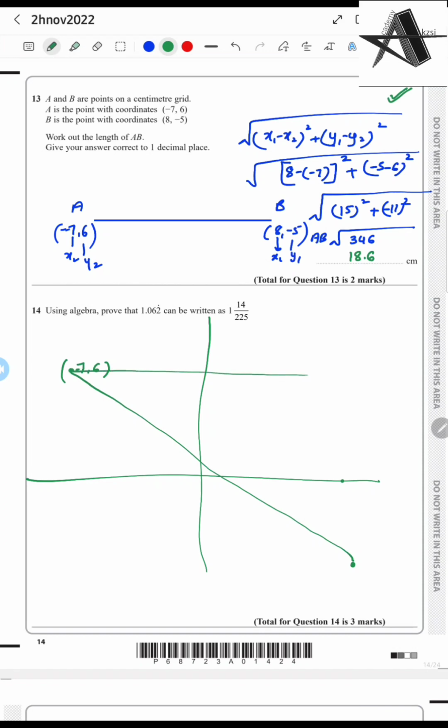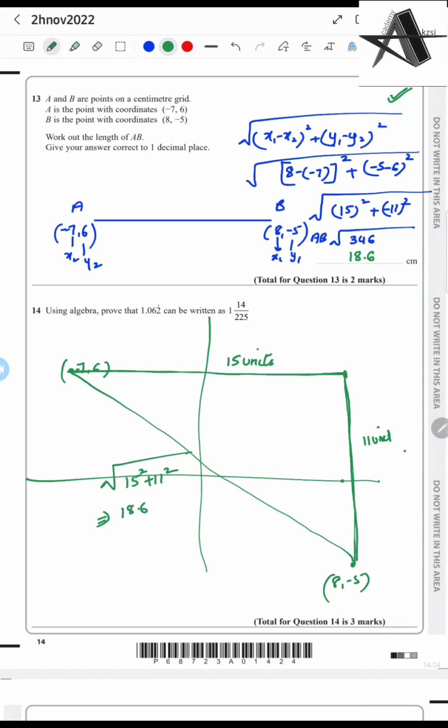So, if I draw a triangle, I know this is -7, 6 and 8, -5. Horizontally, how many units is the distance between them? From -7 to 8, you need to move 15 units. And vertically, from 6 to -5, you have to move downwards 11 units. Applying Pythagoras theorem, you'll get the root of 15 squared plus 11 squared. And it will give you the same answer, 18.6. As I told you, the distance formula is the same. It's derived from the Pythagoras theorem.